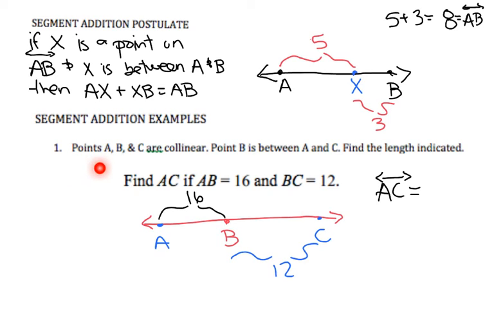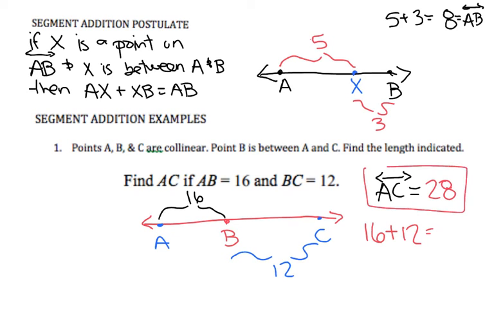So number 1 here, points A, B, and C are collinear, okay, meaning they're on the same line. Point B is in between A and C. Find the length indicated. So find AC, that's what we're looking for, so it's the whole thing, if AB is 16 and BC is 12. So hopefully you recognize that all we really have to do is say 16 plus 12, and we get 28. So the entire distance from A to C is going to be 28 units.